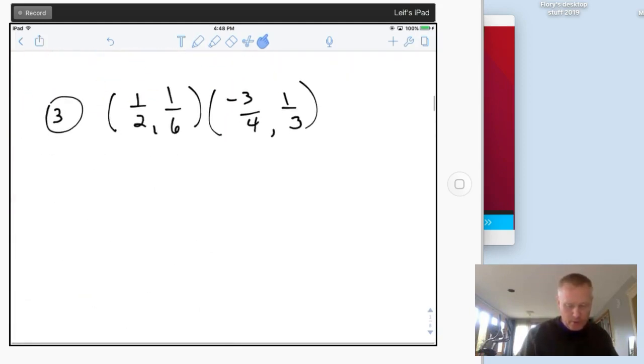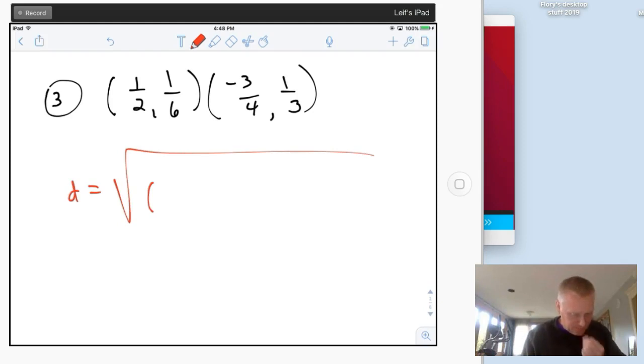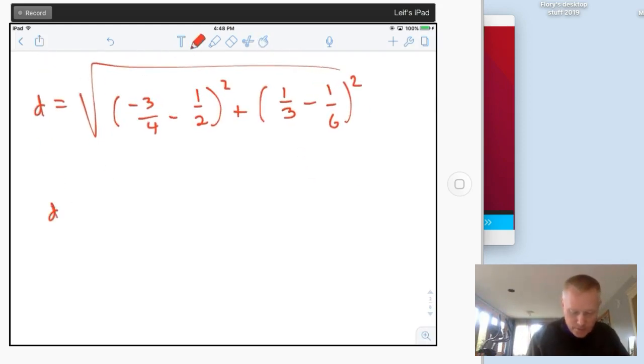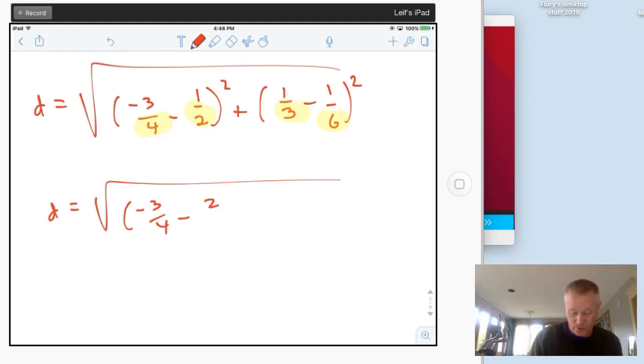Moving on. All right. Fun with fractions. So here we go. First, we're going to do the distance. x2 minus x1 squared plus y2 minus y1 squared. Okay, I know this looks bad, but it's actually not so bad because 4 and 2 are easy to get common denominators for, as is 3 and 6. So this is really the same as negative 3/4 minus 1/2 is 2/4, right?